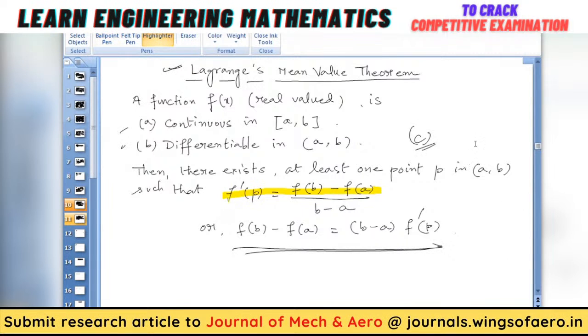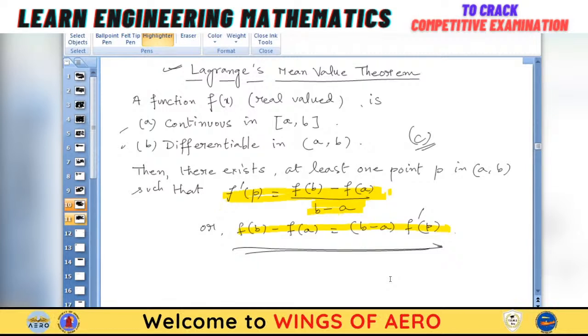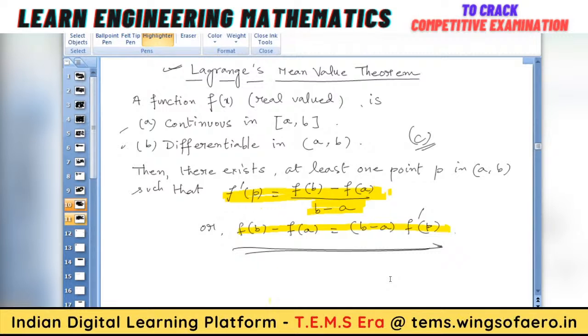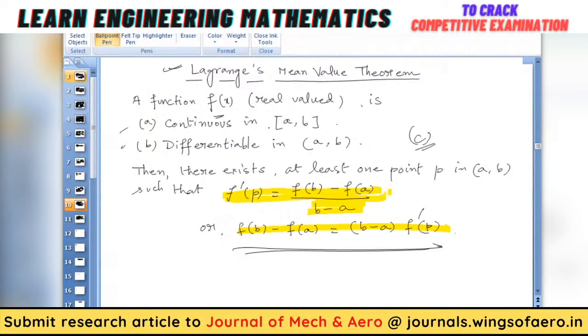and the actual statement is this one. If I simplify this, then the statement becomes this. We did nothing, we just multiplied b minus a with f dash b, nothing else. So both the things are the same. So what is the statement? A real valued function is given, which is continuous in the closed interval AB and differentiable in the open interval AB.